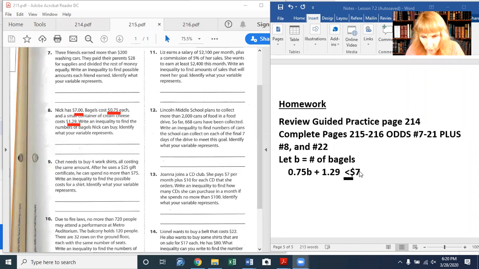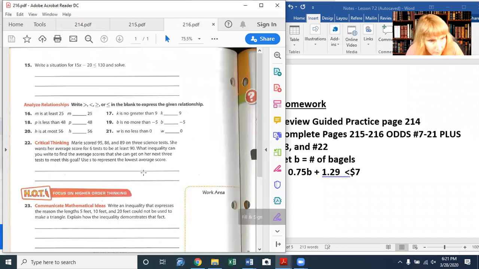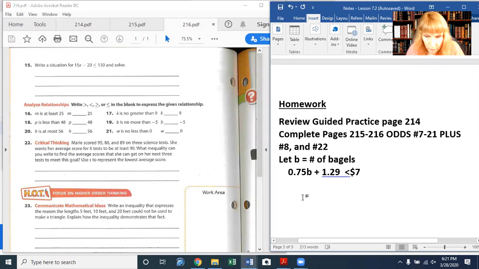And then number 22, move down a little bit. I gotta get the other page up for that. So number 22 is critical thinking. This one's a toughie, so I thought I would do this one with you.